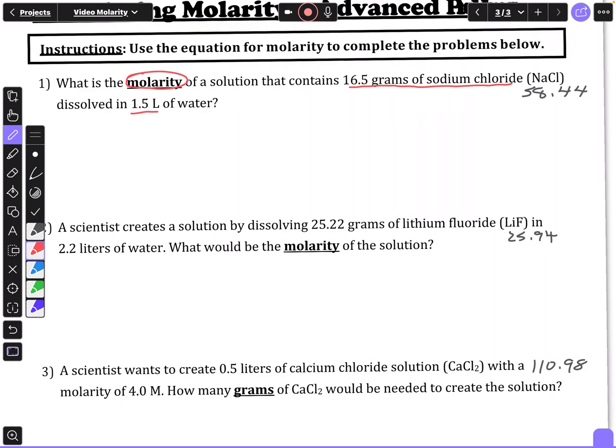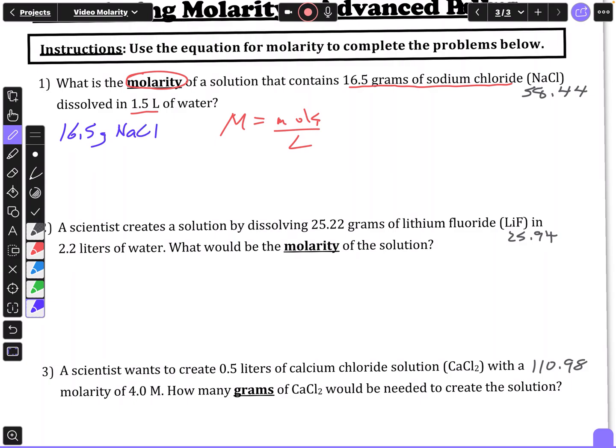Well, I have a problem in this case because my molarity equation tells me that I need moles over liters, and I don't have moles. Instead, I have 16.5 grams of NaCl, and I need moles of NaCl. So how am I going to do that?